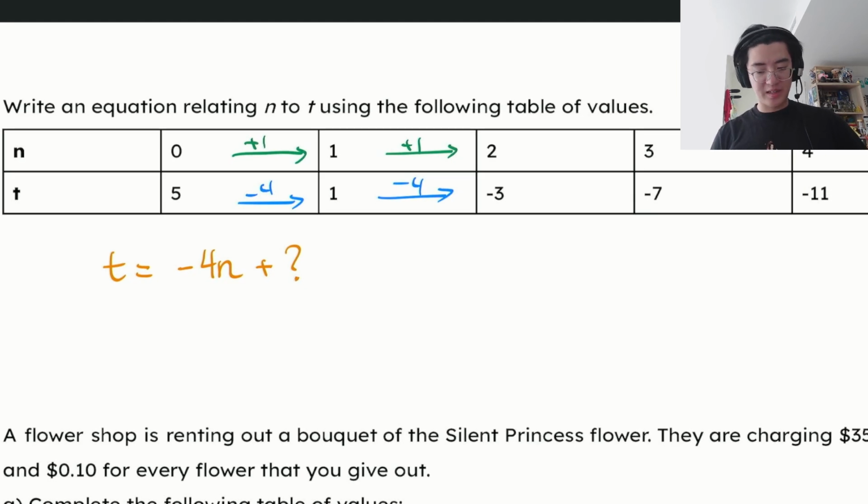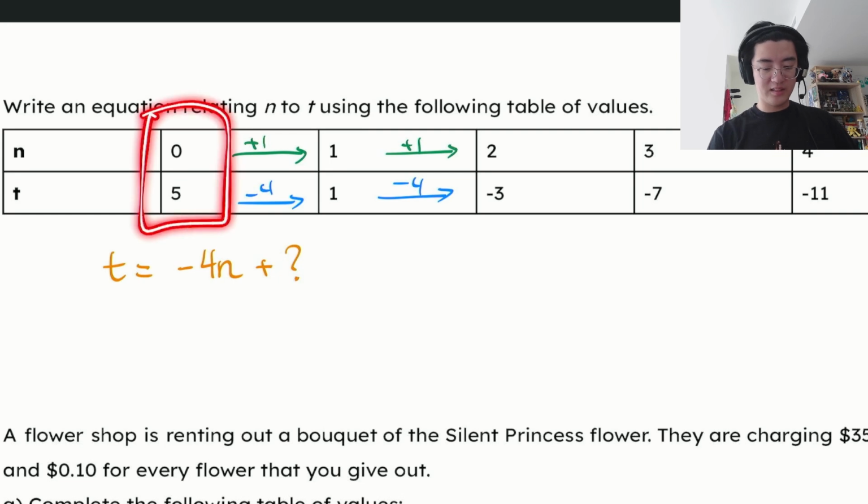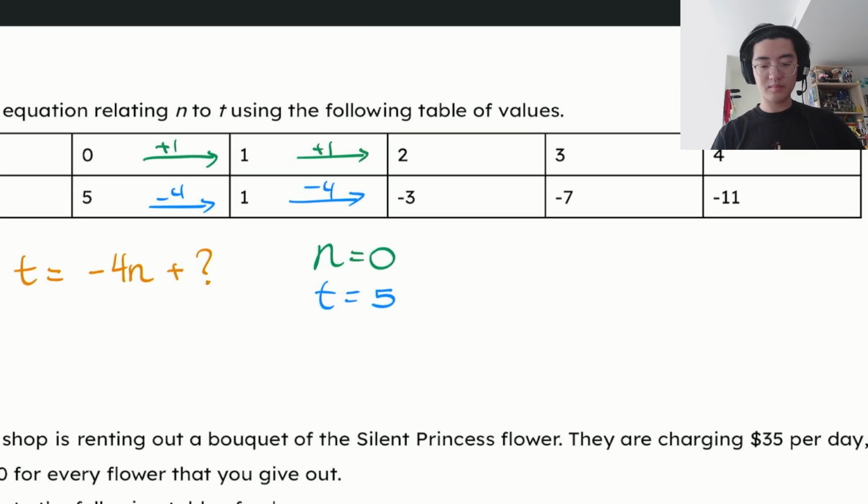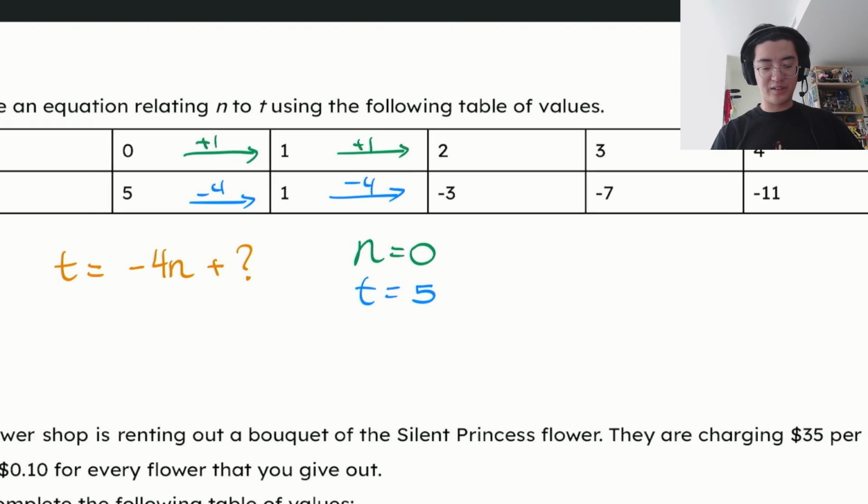Okay, so now here's what we have. The t is going up by -4 each time, or going down by 4, so it is just n times that difference. Now we have to figure out what goes here, and to do that, we can just plug in any of the sets. We know that when n is 0, t is 5. Of course, I should probably use an actual variable here. Let's say the mystery number is a.